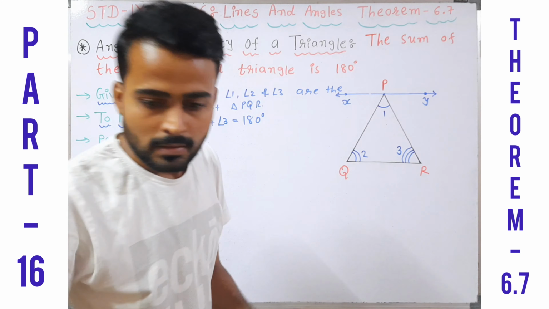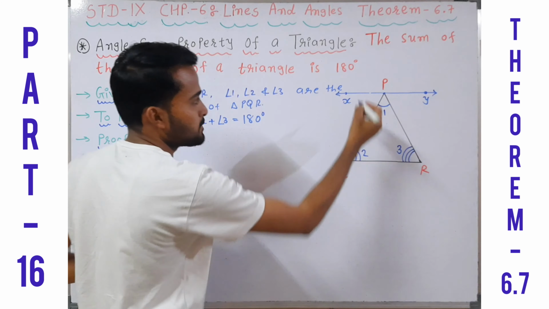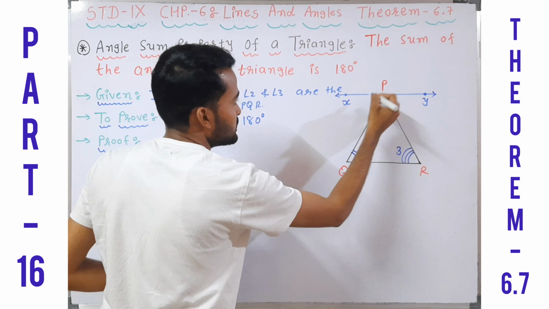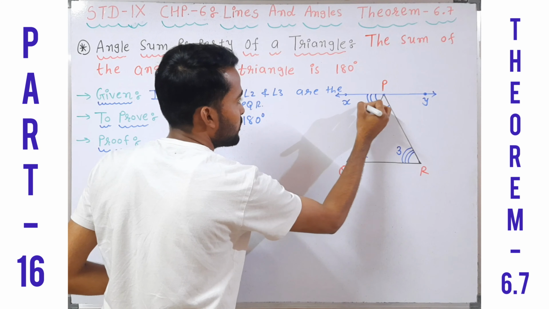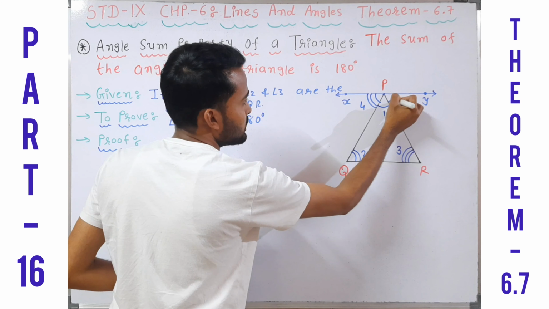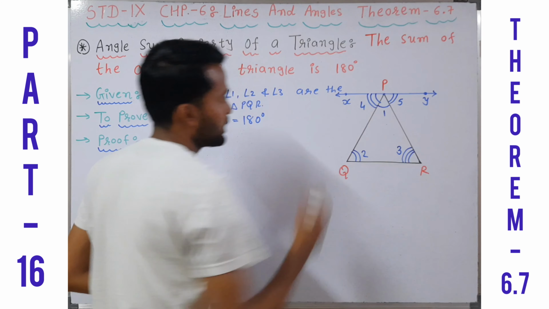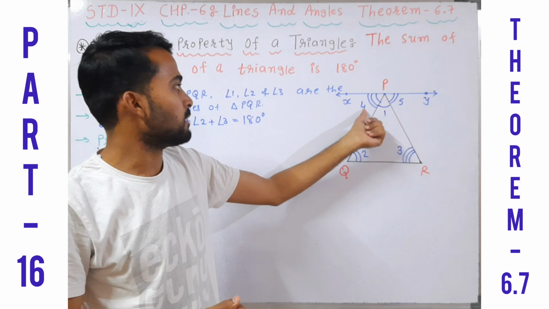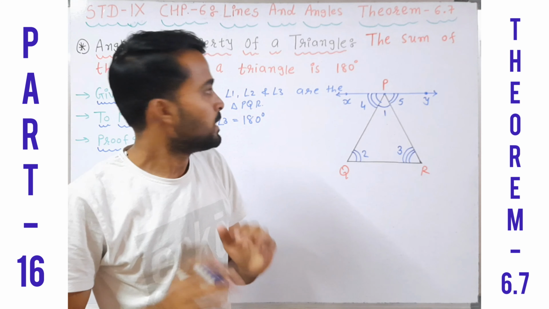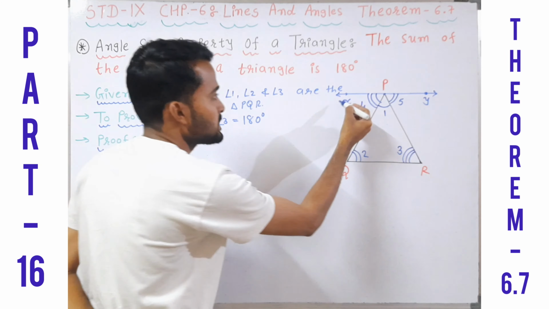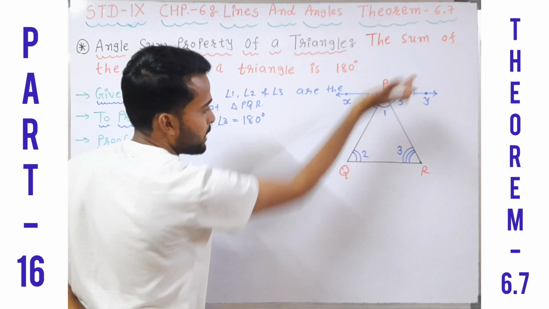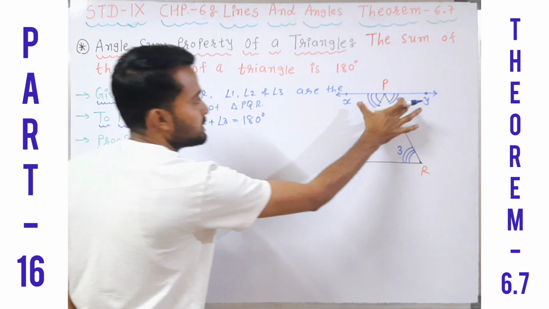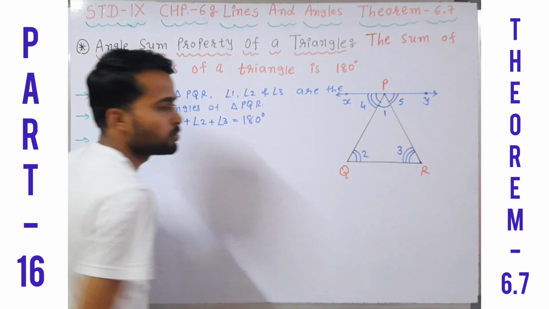Now, after drawing this line XY which is passing through P, you can see there are two angles. Let's say this is angle number 4 and let's say this is angle number 5, right? So by drawing this line XY, we got two angles, that is angle number 4 and angle number 5. Now students, this line XY which we have drawn is parallel to this side QR, right? It is clearly seen from the figure that this line XY is parallel to QR, right?